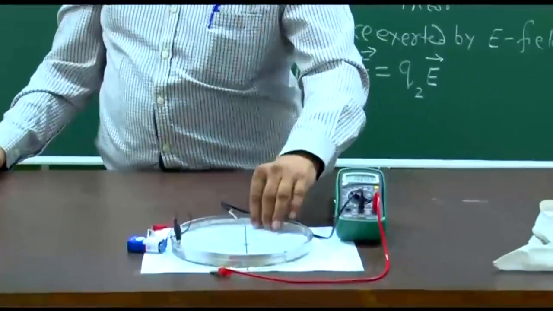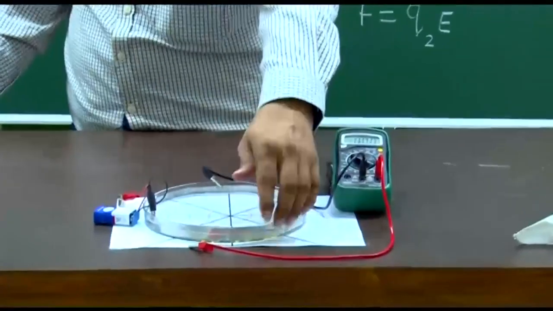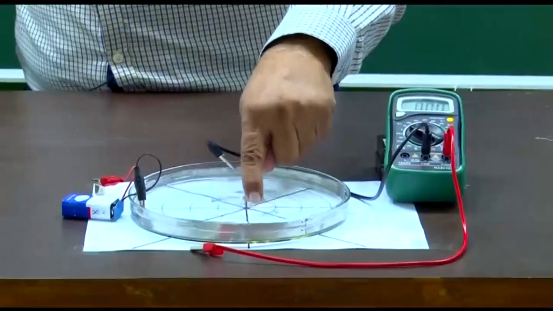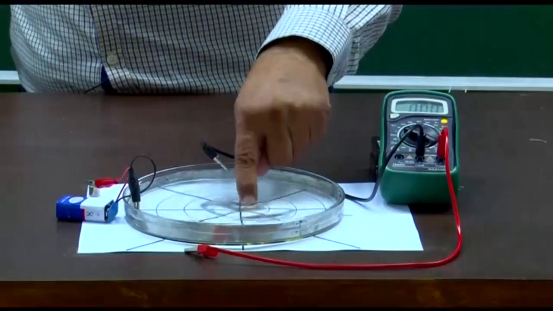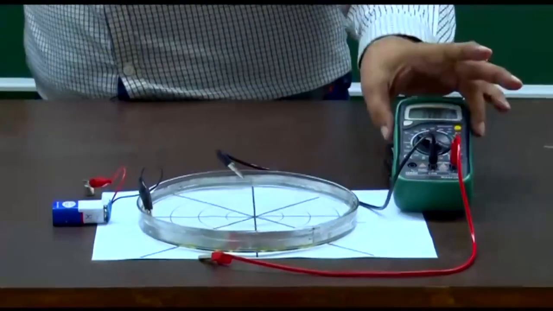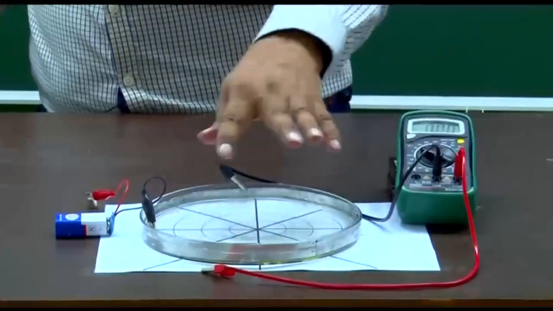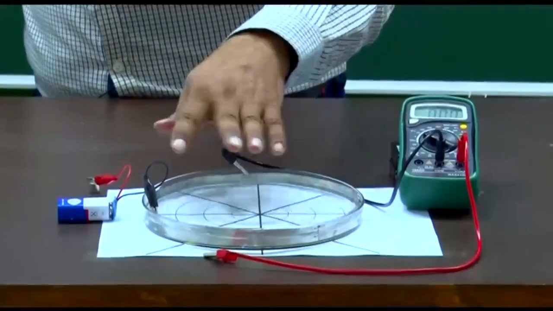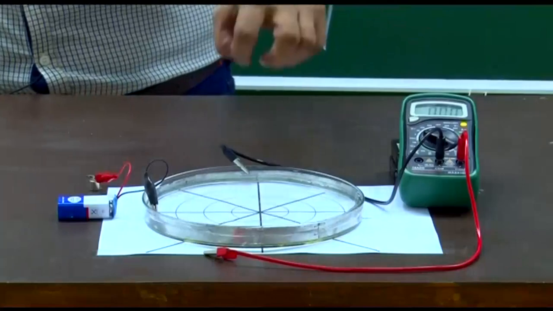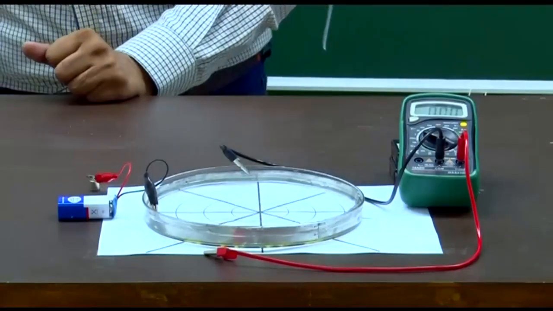We have a glass dish in which I have put some water. And then we have a battery here, and we have a multimeter here, and we would like to do something with the potentials and potential differences in this. So, let us have a closer look at this apparatus.